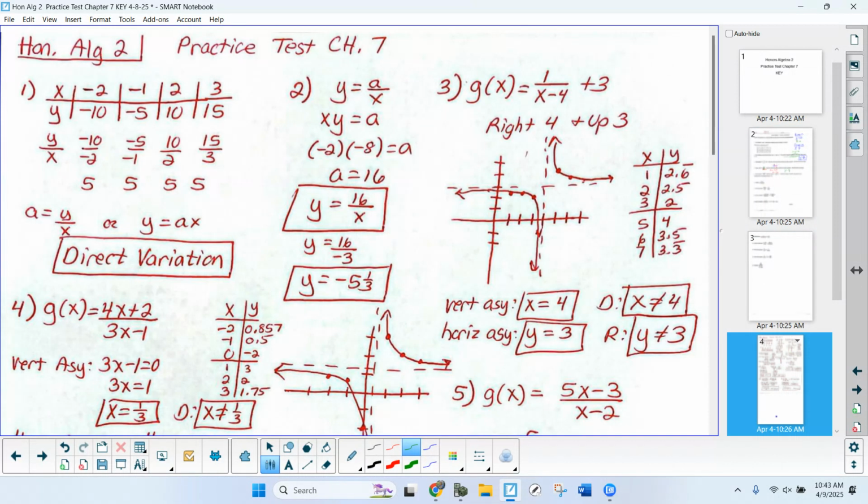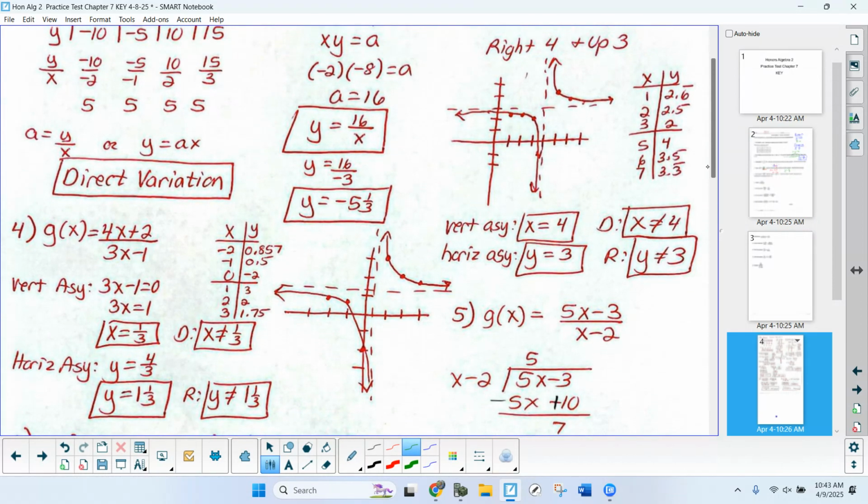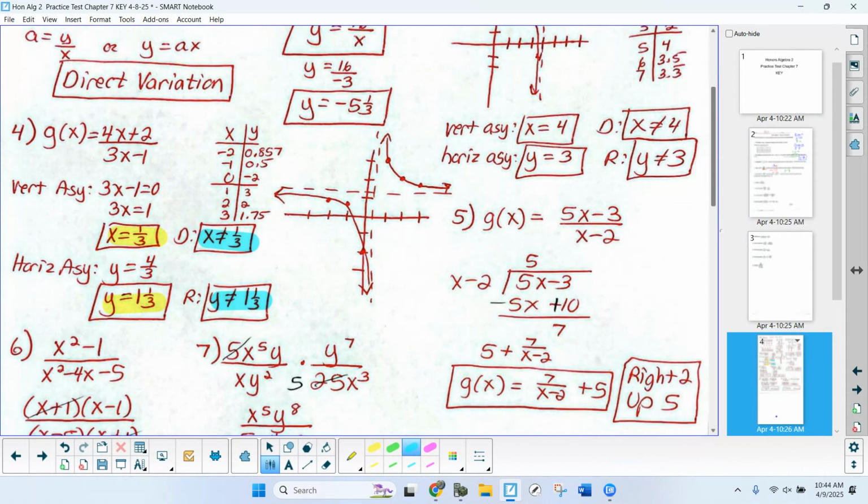Also, when you find the domain and range for number 4, I know there's a lot up here. Notice the equations for the vertical and horizontal asymptote are x equals and y equals. The domain and range are x cannot equal that number and y cannot equal that number. Some of you were putting equals and not equals in the wrong places, so be careful. All right, number 5. Number 5 asks you to rewrite this equation in the form y equals a over x plus k, or however they wrote it, okay?